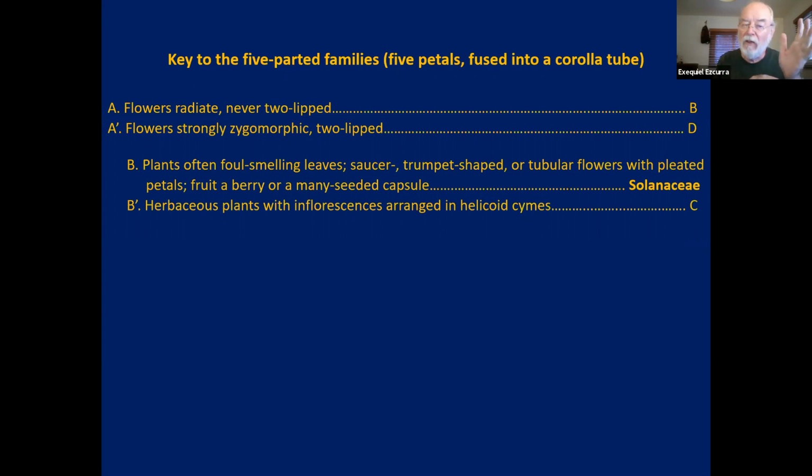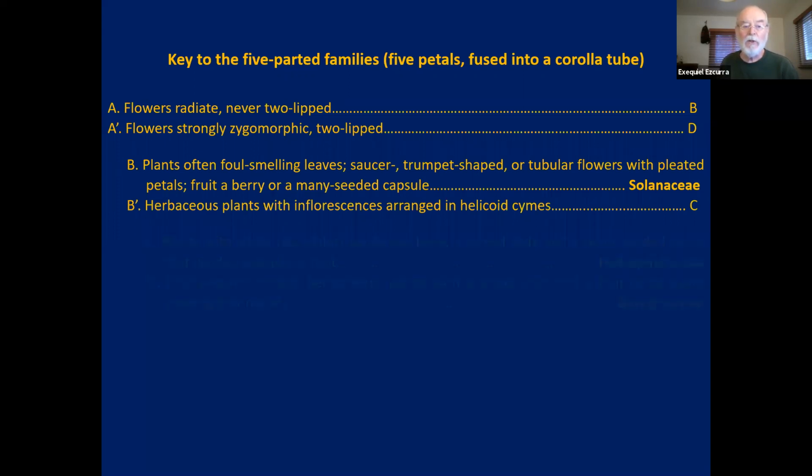So if it's plants that normally don't smell too nice, and the flowers are tubular or trumpet-shaped with pleated petals, the petals are folded on each other, then it belongs to the tomato family, the Solanaceae. On the other hand, if the plants are herbaceous, mostly herbaceous, with inflorescence arranged in a helicoid cyme, then you have to go to option C. It can be more than one family.